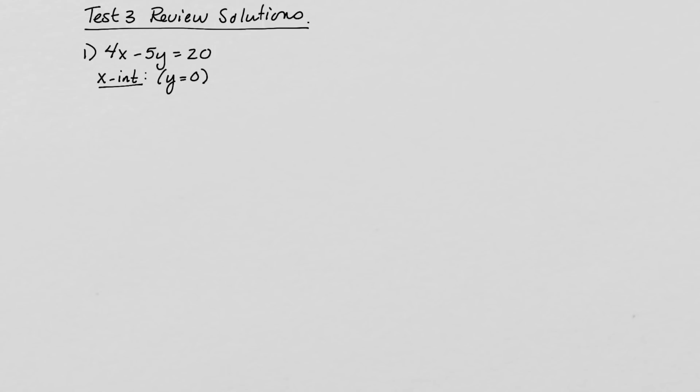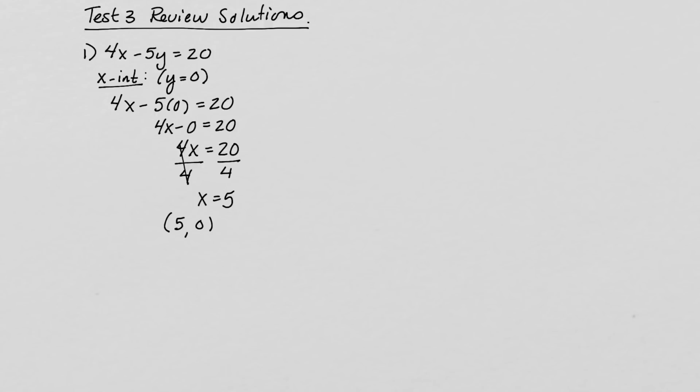So I'm going to write here, put y equals 0 in. So 4x minus 5 times 0 is going to be equal to 20. So 4x minus 0 equals 20 because 5 times 0 is 0. So then 4x is going to be equal to 20, and we'll divide both sides by 4, which tells us x equals 5. So the x-intercept is going to be the point 5 for the x, 0 for the y.